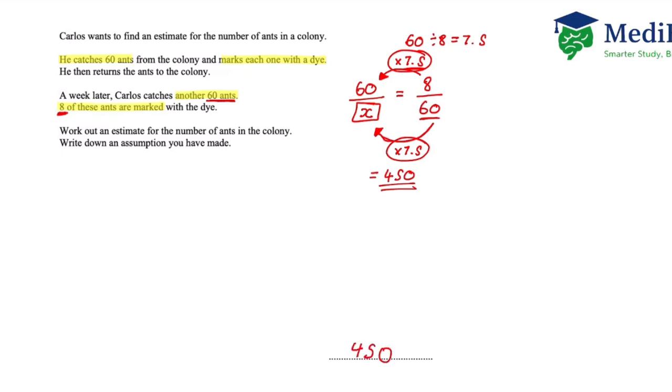Now, what's an assumption? This would be worth 3 marks. Okay, what's an assumption that we have made? This would get you 2 marks. We need to write a sentence for the assumption that we have made. Okay, and as I said, it's going to be the same answer that you would normally see every single time.